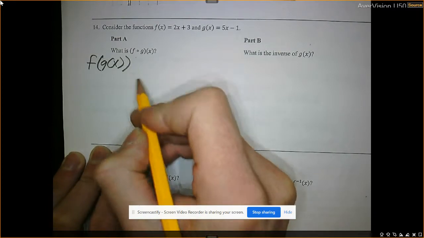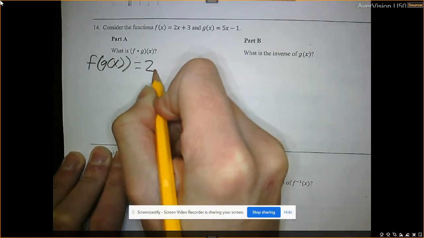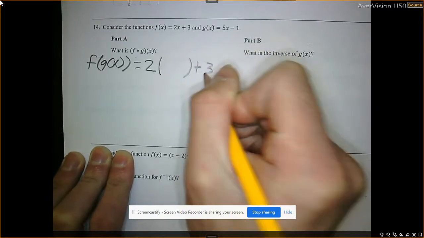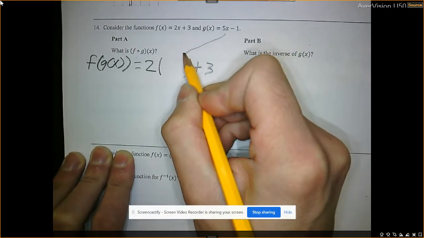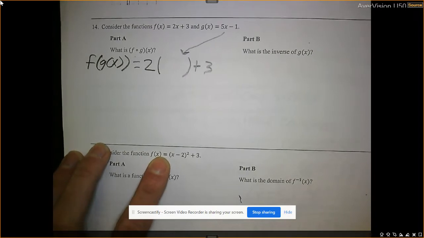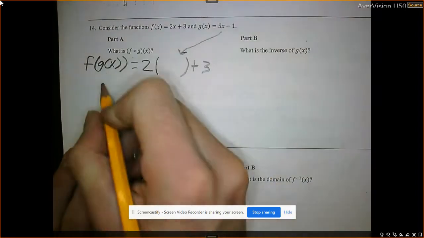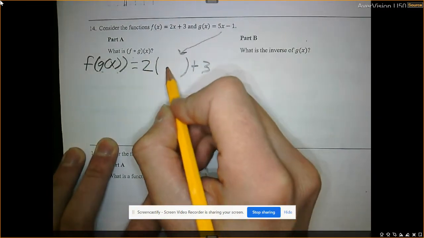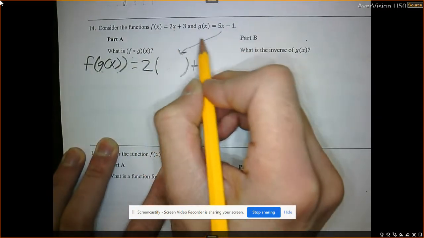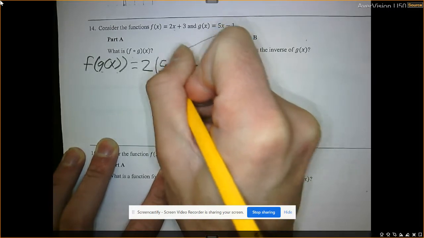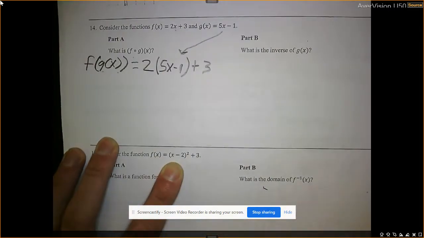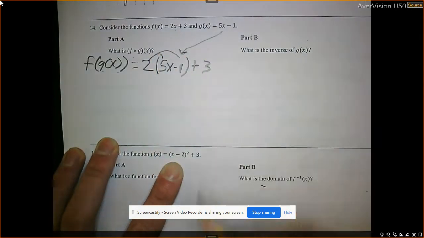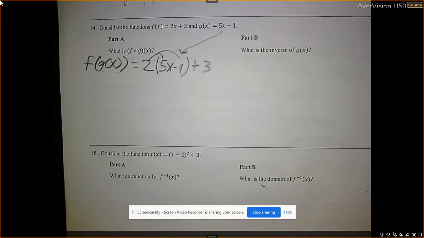Okay, so I start with f of x, which is 2x plus 3, but instead of writing the x, I write a big parenthesis plus 3 because then I'm inserting g of x right in here. That is how we do compositions of functions, because g of x replaces the x in f of x. G of x is 5x minus 1, so I throw that in there. Then again, please pause, try to do this on your own. Don't just copy everything down frantically. You're not going to learn anything.